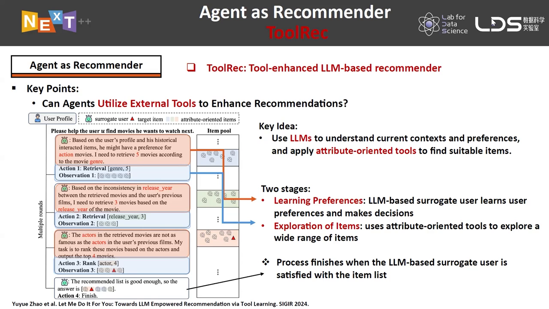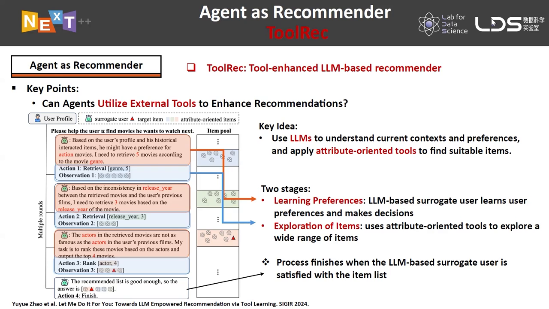Here we use the LLM to understand the current context and the preference of users, and then apply attribute-oriented tools to find suitable items. Here we design two stages. The first one is just learning the preference of users, and letting the agent make the decision by itself. And then the second part is the exploration of the items.